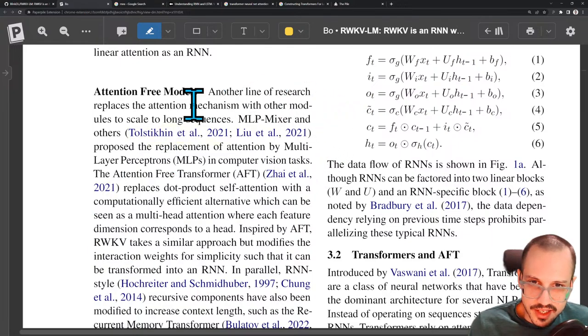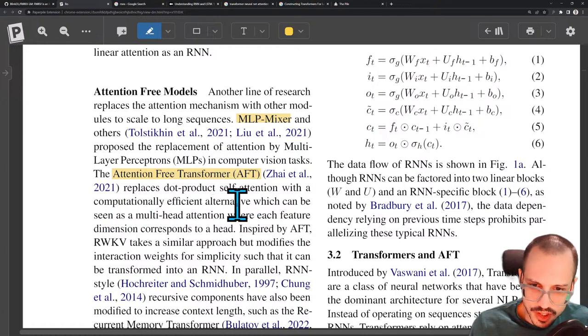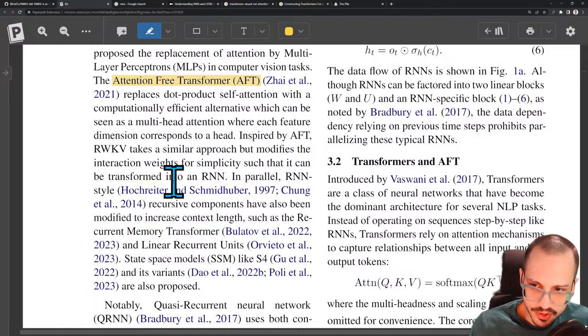Another line of research replaces the attention mechanism with other modules to scale to long sequence. Okay, so you have other people that have tried to do non-transformer type things. So MLP mixer, this is multi-layer perceptron. Attention-free transformer, AFT. Inspired by AFT, replaces dot product self-attention with a computationally efficient alternative, which can be seen as multi-headed attention where each feature dimension corresponds to a head. Similar approach, but modifies the interaction weights for simplicity such that it can be transformed into an RNN. In parallel RNN style, recursive components have also been modified to increase context length, such as recurrent memory transformers, linear recurrent units, state space models, and its variants.